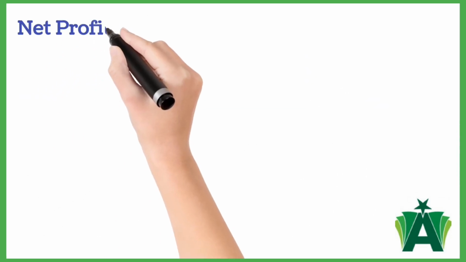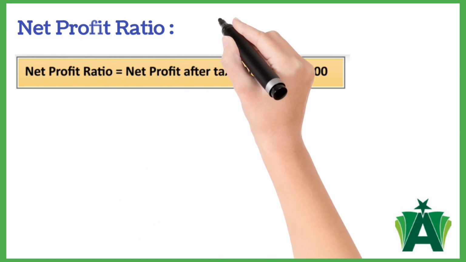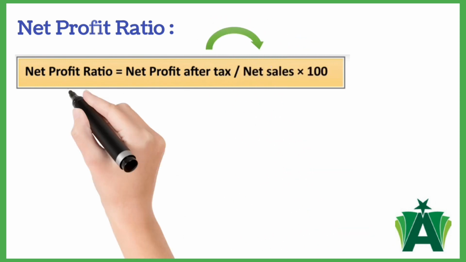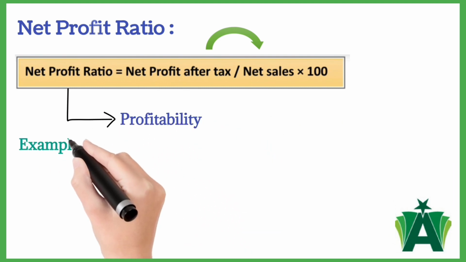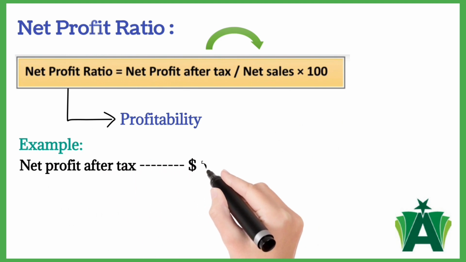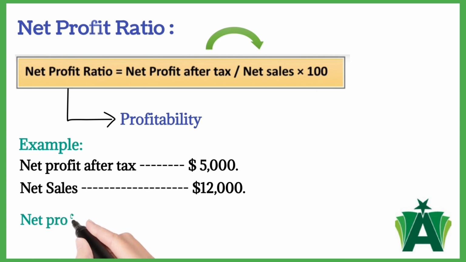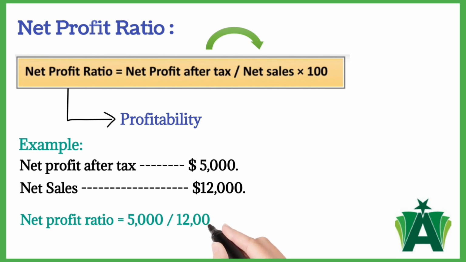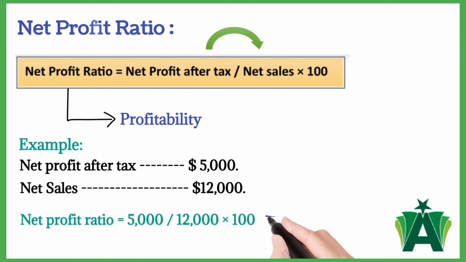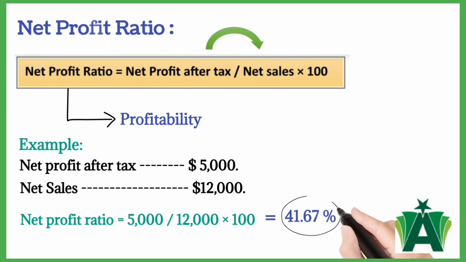Net profit ratio. It expresses the relationship between net profit after tax and sales. This ratio measures the overall profitability of a business. Example: if net profit after tax is $5,000 and net sales is $12,000, calculate net profit ratio. Net profit after tax $5,000 divided by net sales $12,000 multiplied by 100. The net profit ratio is 41.67%. Higher the net profit ratio, higher is the profitability of the business.